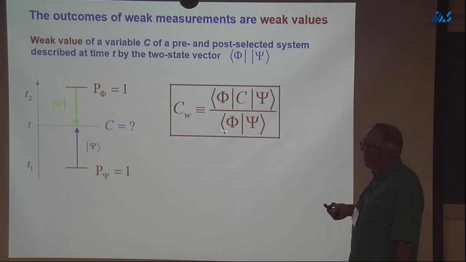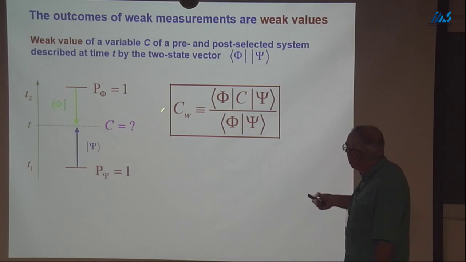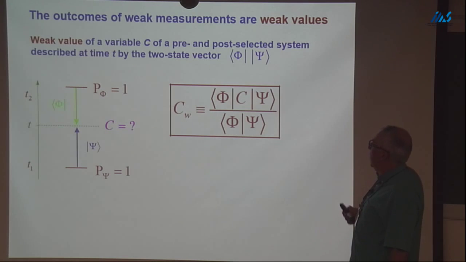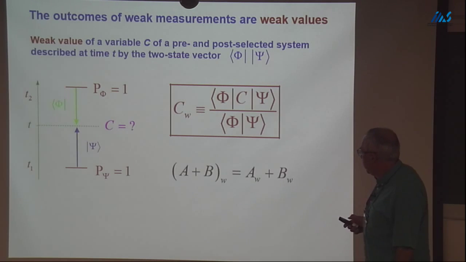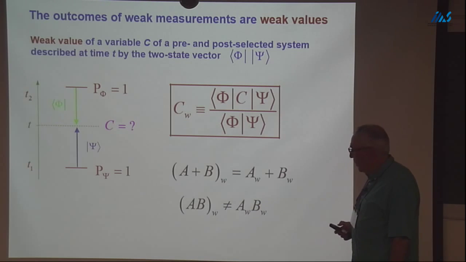The weak value of a Hermitian observable, whatever, is a complex variable. It has a kind of classical property: (A plus B) weak is A weak plus B weak, which can immediately be seen. But it's not trivial for a product. (AB) weak is not necessarily A weak times B weak. Usually it's not.